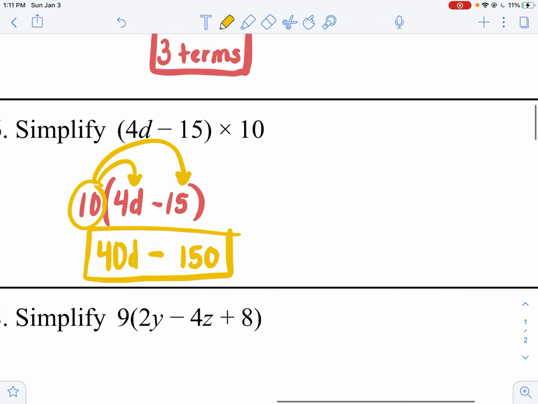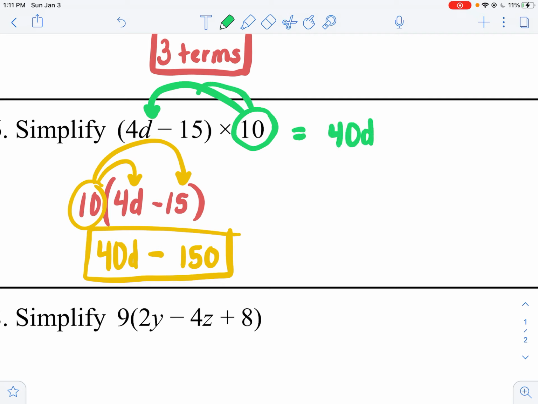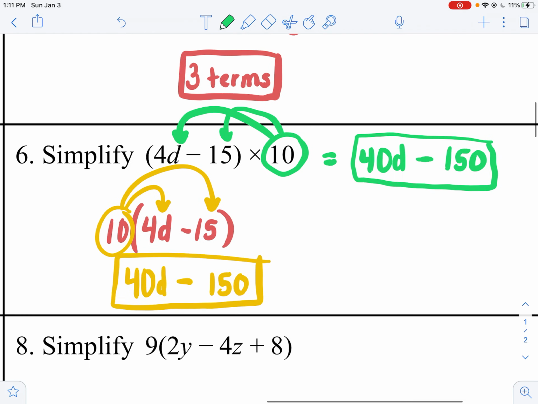Okay, you could have also done it from here. 10 times 4d is still 40d, and 10 times 15 is 150. You still get the same answer if you do it backwards with the arrows, but our brain kind of likes this one better.